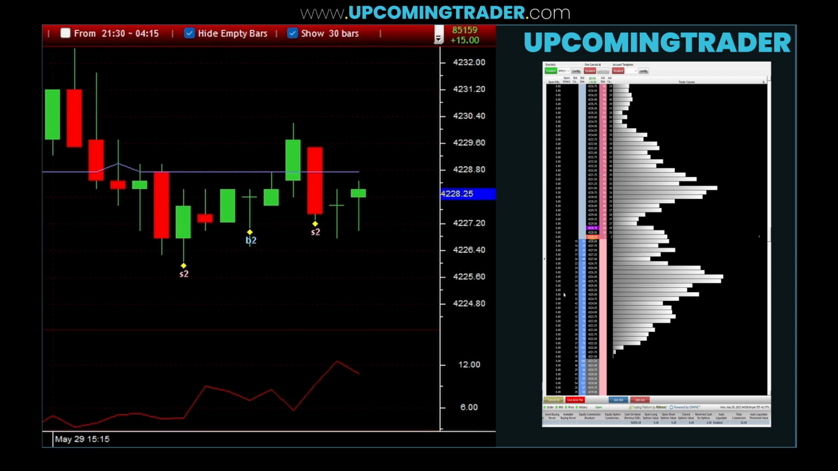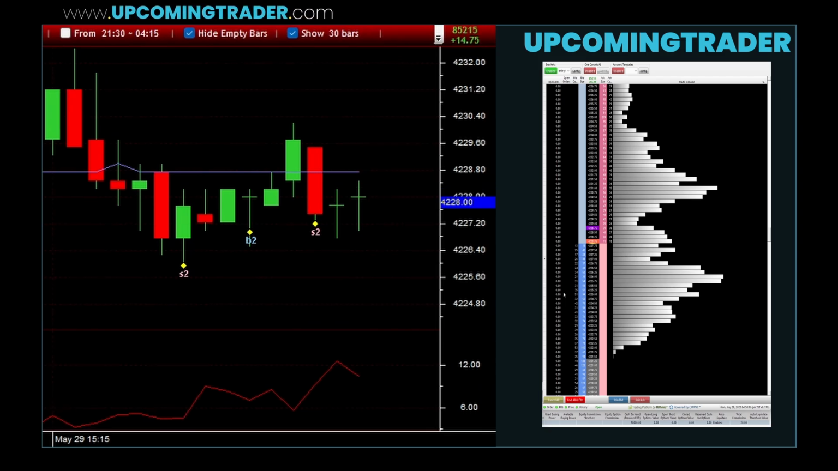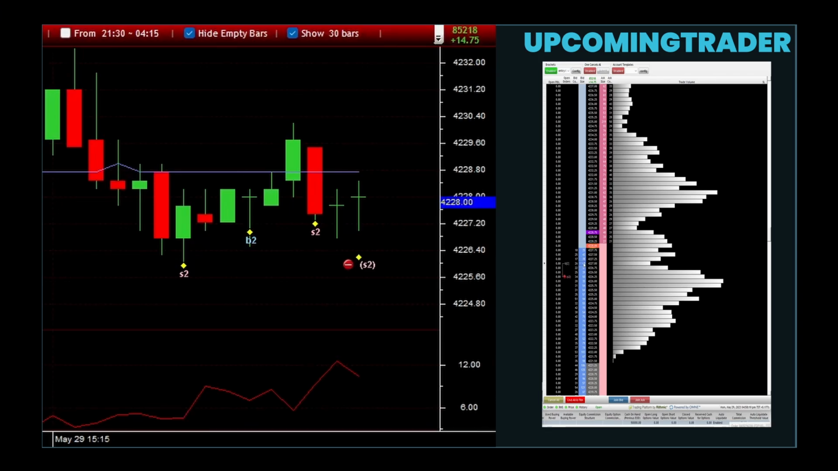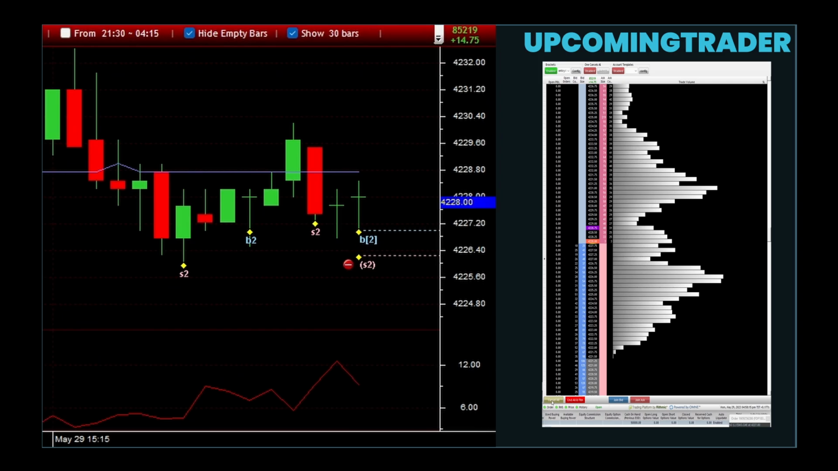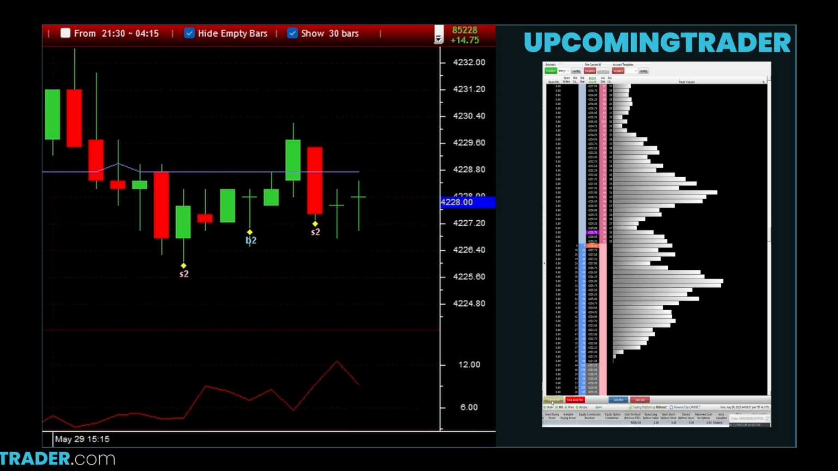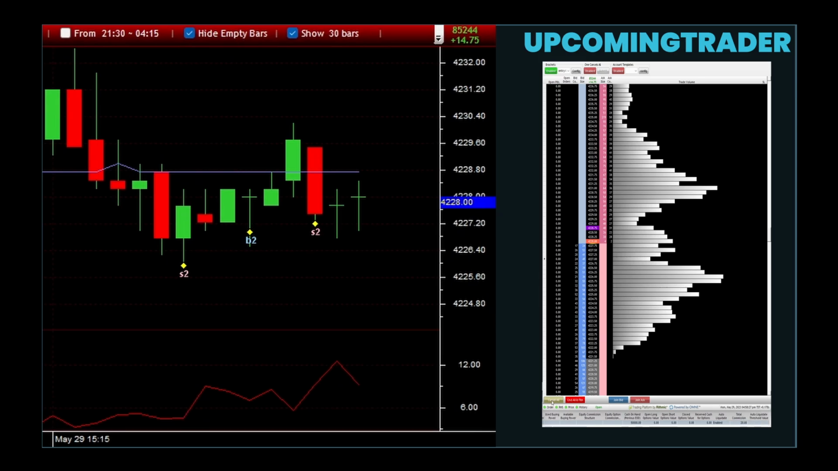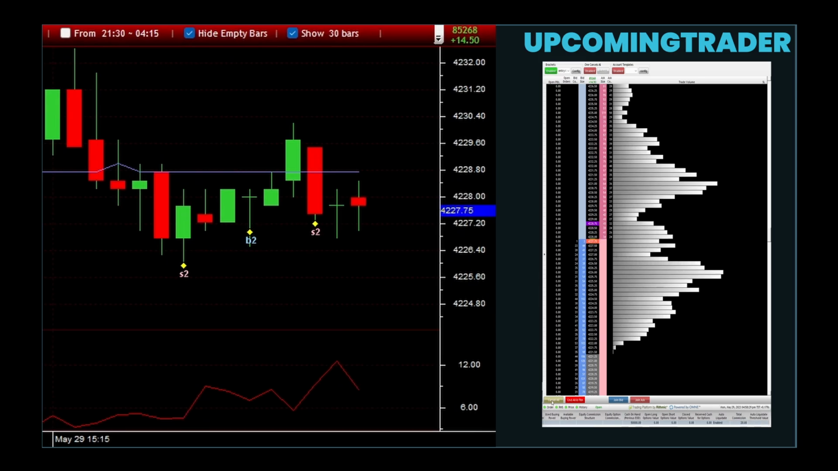Another important pattern to recognize is the double distribution. In this pattern, the TPO chart shows two distinct bell curves during the same session, with a clear separation between them. This often happens when new information enters the market, causing a sharp move away from the initial value area and creating a new area of balance.